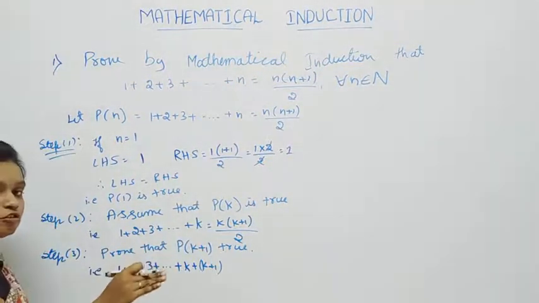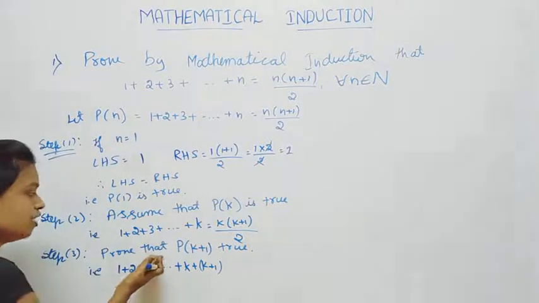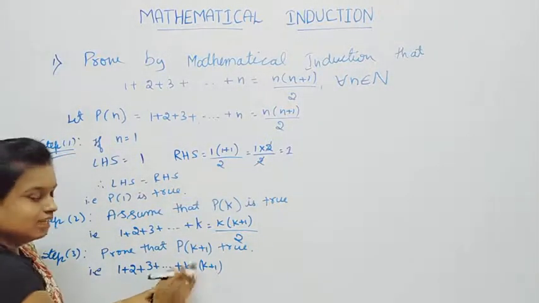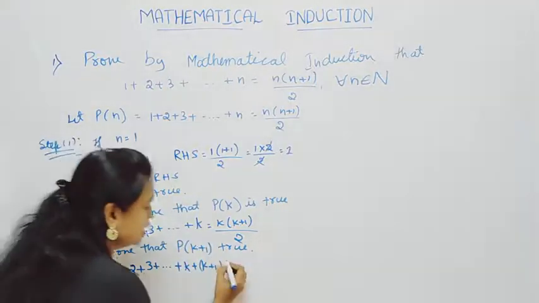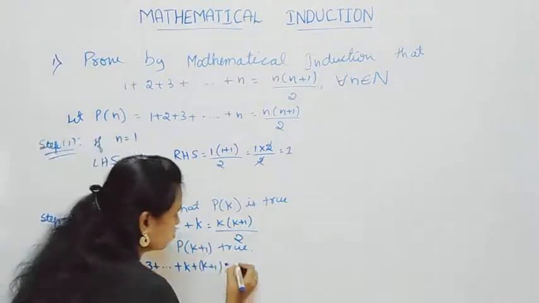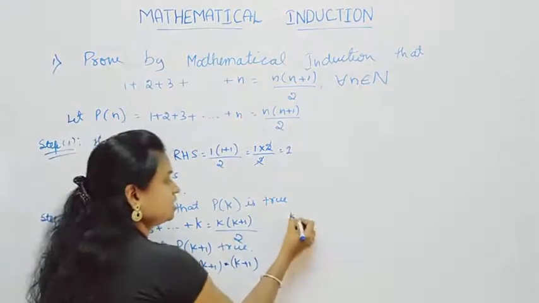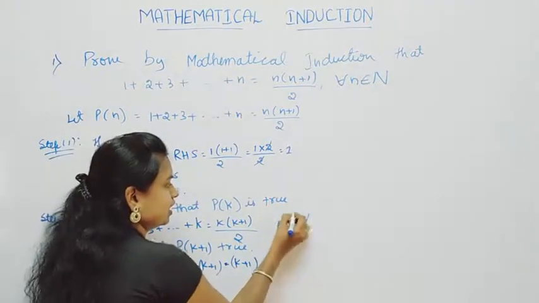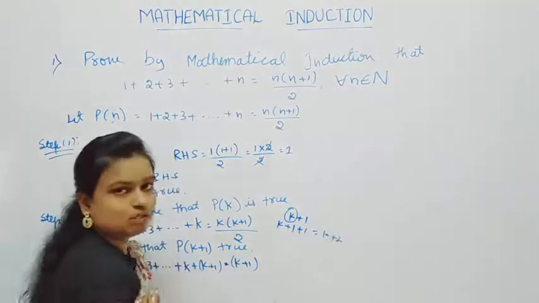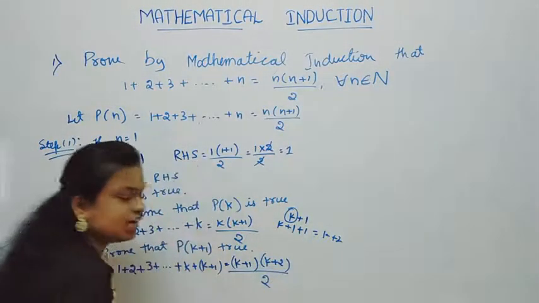So p of k is taken as true. So we have to show that the next term, that is after k we have k plus 1th term, right? So we have to show that it is true for k plus 1th term. So up to here k, the next term is k plus 1, is equal to, in this RHS also k becomes k plus 1. So k means k plus 1. Here we have k plus 1. k plus 1 becomes what? k plus 1 plus 1 is equal to what? k plus 2. So k plus 1 into k plus 2 divided by 2. We have to show this one.